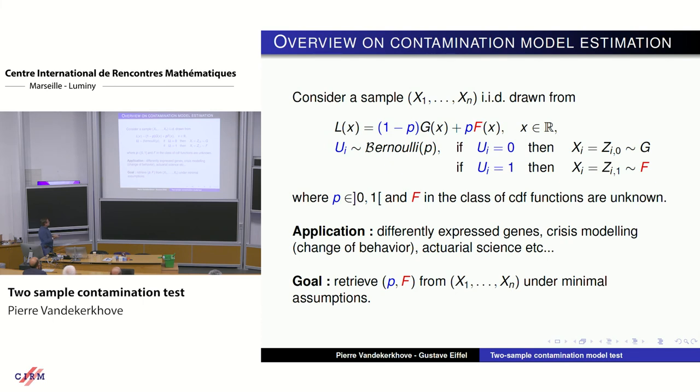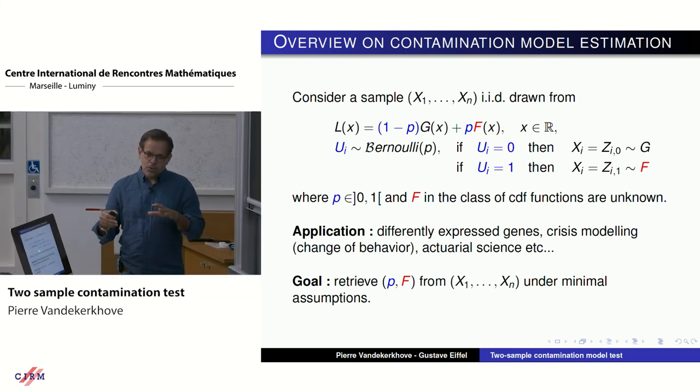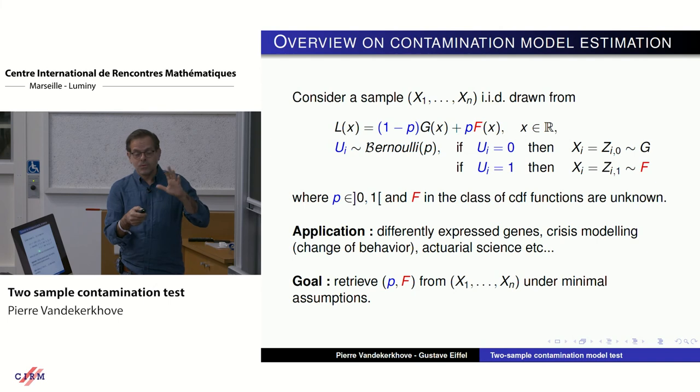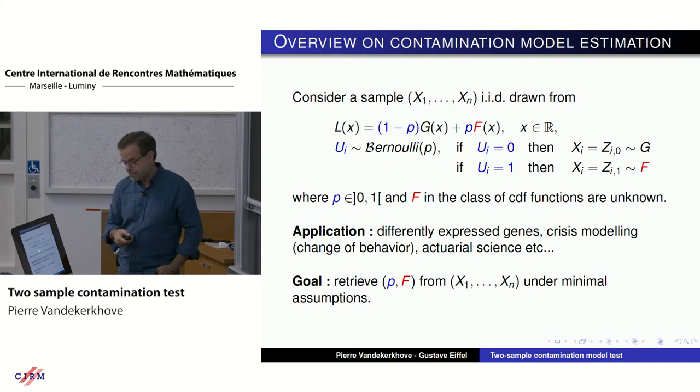Yeah, and you can also have an interesting application in actuarial science. If you open your portfolio to new customers, whose behavior you don't know yet, you can integrate them in this kind of mixture model. Some of them will perfectly match your previous portfolio, and some of them will depart from the population you know. Okay. So the goal in this kind of model is to estimate P and F, okay, under of course minimal assumptions about F.